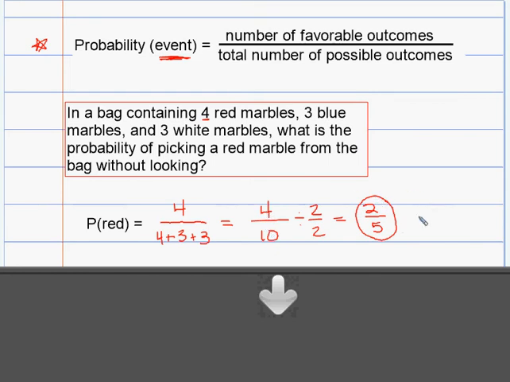Okay, so we can leave it as a fraction, 2/5. 4/10 makes it easy to write the decimal, 0.4. And maybe you know that this is the same thing as 40%. Okay, you only need one of these. Only need one.